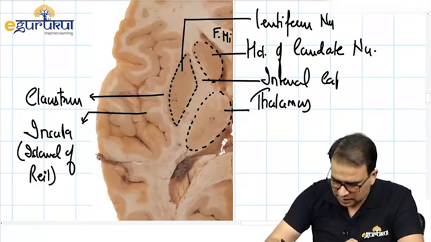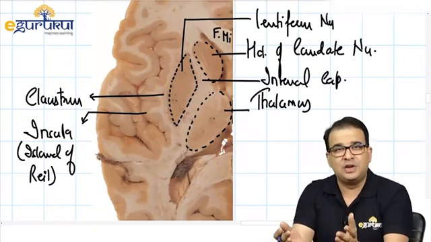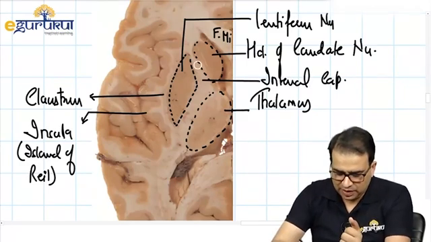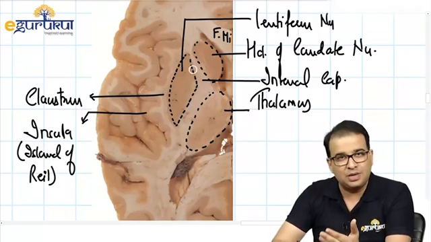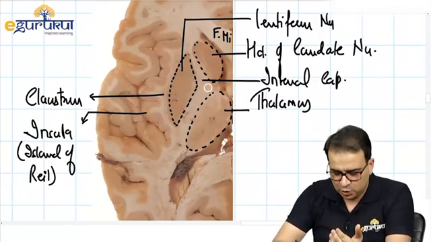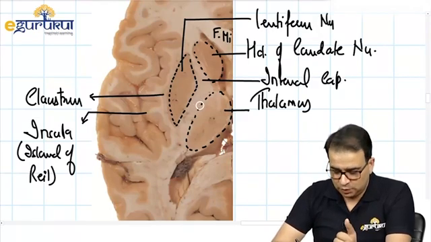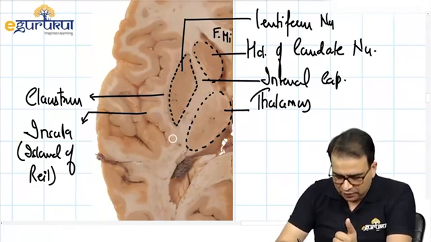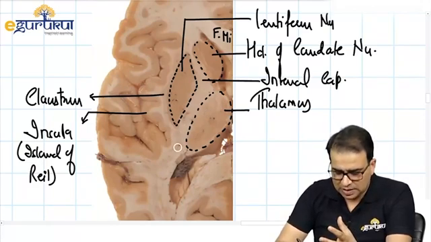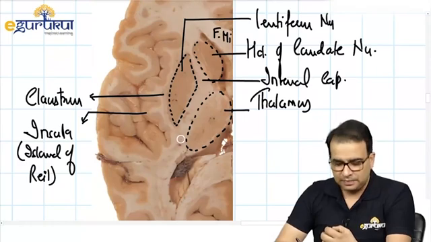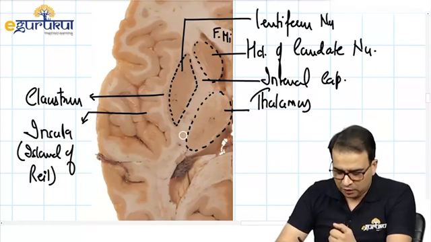So guys, this here is the internal capsule, which also tells you about the relations of the internal capsule. That's the anterior limb of the internal capsule, between the head of the caudate nucleus and the lentiform nucleus. That's the genu part. And that is the posterior limb of the internal capsule, which is between the lentiform nucleus and the thalamus. And behind the lentiform nucleus, we can see some part, this is called the retrolentiform part of the internal capsule.